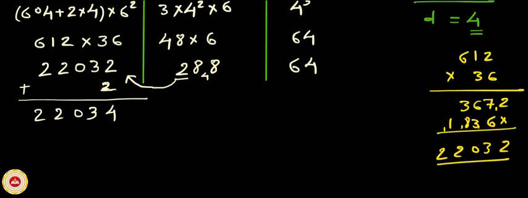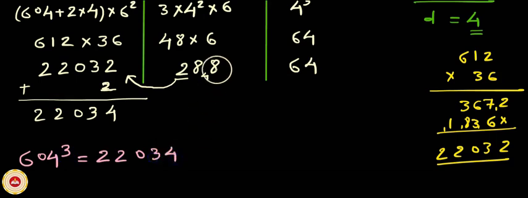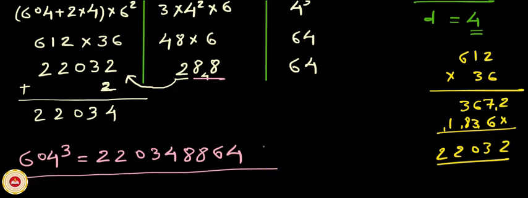So let us write the answer. 604 cubed is left part 22034, middle part 28, because we have passed this 2 to its left, and 64 as it is. So friends, this is our answer.